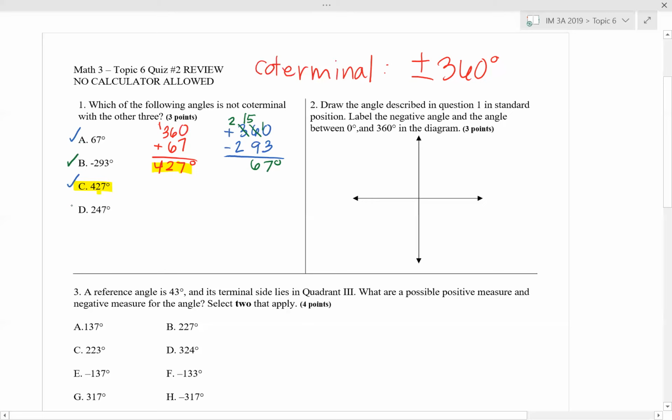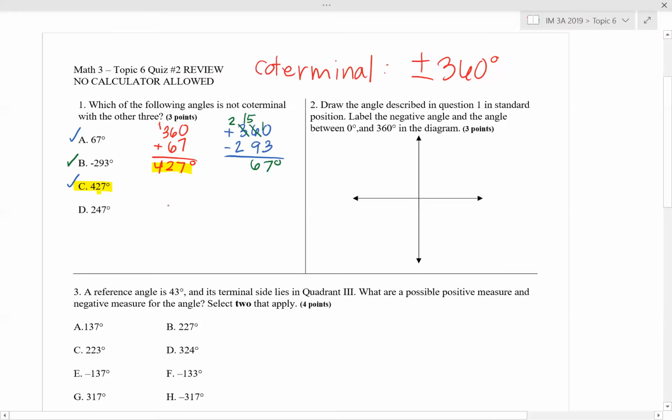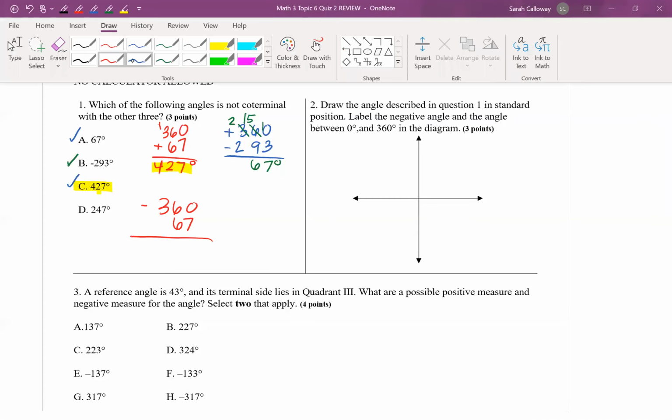The strategy that I would give you is to start with the acute angle, add 360 to the acute angle, and see if you get one of the other angles. Then I would take the negative angles, if there was one or more, and add 360 to that. Or what I could have done too is work with the 67 and do 67 minus 360. Remember that we still stack with the number with the larger absolute value on top.